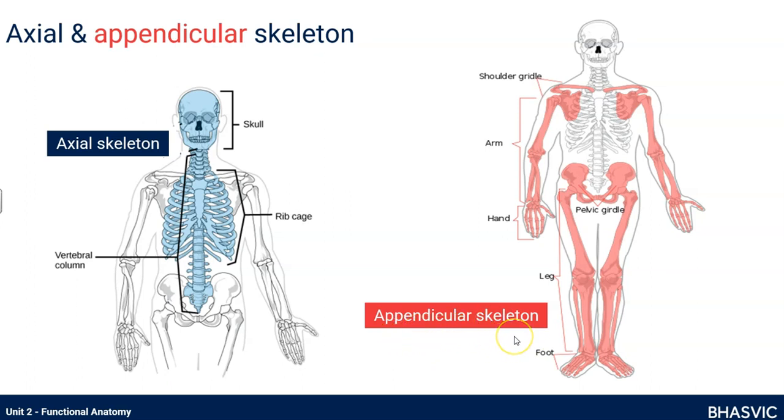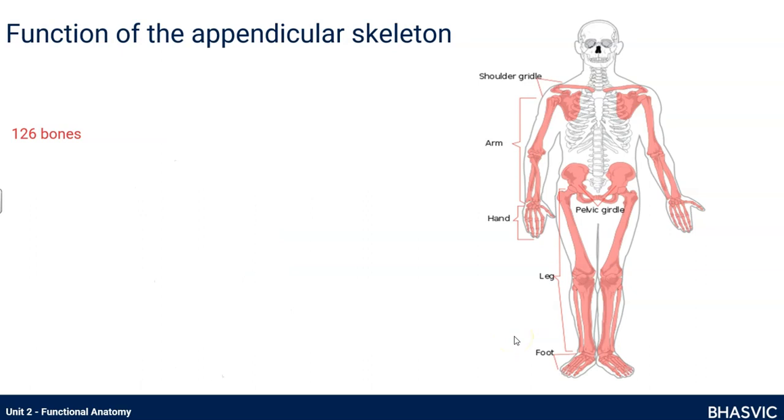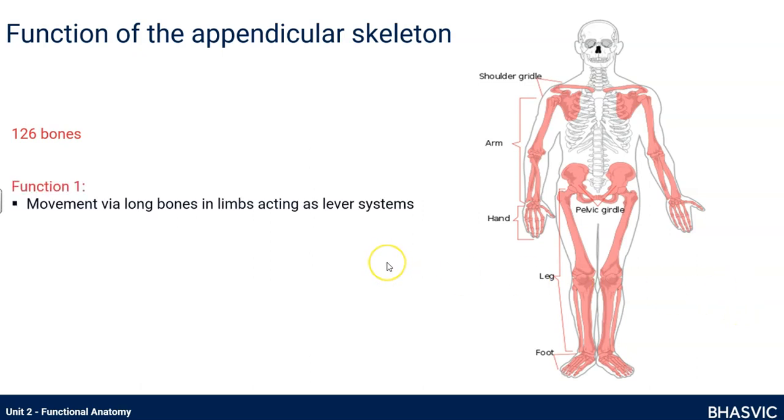Let's look at the functions of the appendicular skeleton then. So there's a lot of bones that are involved in the appendicular skeleton. Fortunately, we don't have to cover all of those. So the first function might be an obvious one. These limbs, our arms and our legs, are predominantly long bones, which act as levers and enable us to move. So many of our sporting movements are based around our arms and our limbs moving.